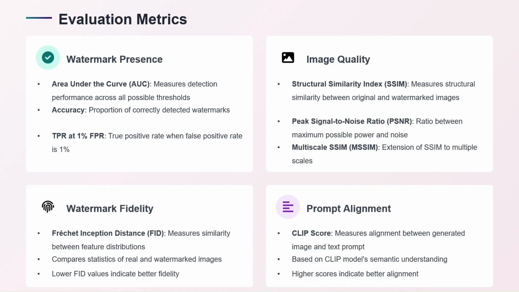We use SSIM, the structural similarity index, for computing the image quality to make sure the image follows the structure of the original image. We use peak signal to noise ratio (PSNR) for the ratio of maximum possible power to noise. We used MS-SSIM, which is the extension of SSIM to multiple scales. We use FID for measuring the similarity between feature distributions and compare statistics of real and watermarked images. Here, lower FID indicates better fidelity. For prompt alignment, to make sure the generated image aligns with the prompt, we use CLIP score, where a higher score indicates better alignment of the image with the prompt.